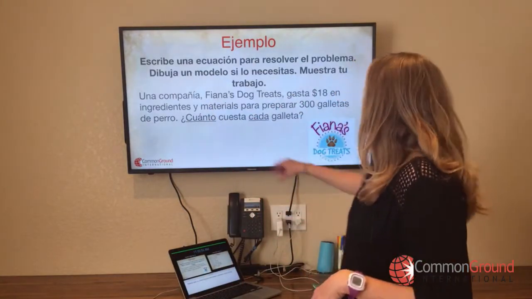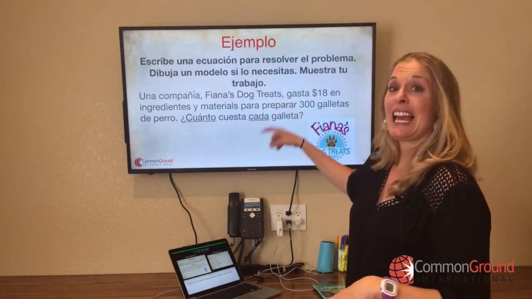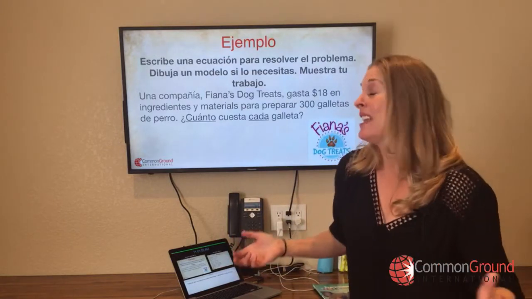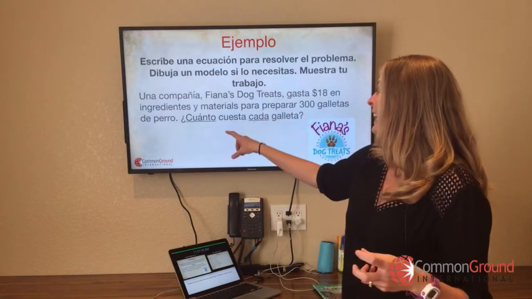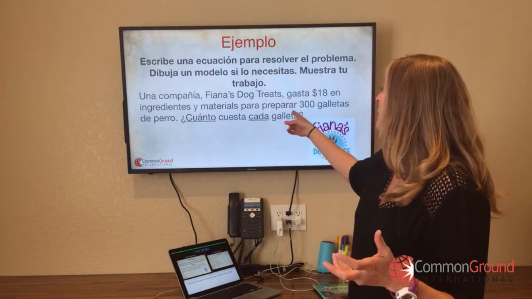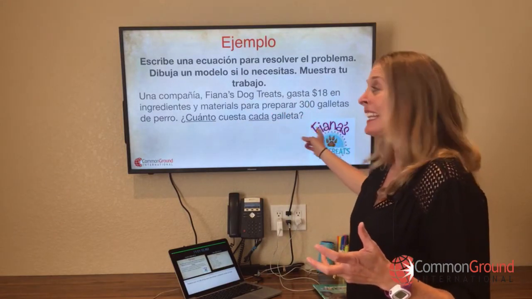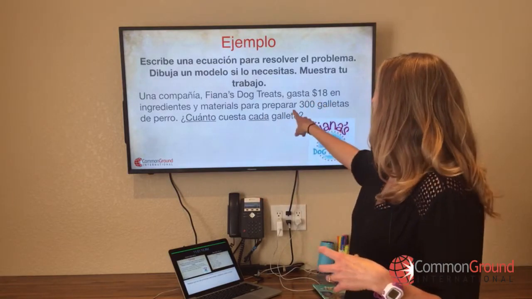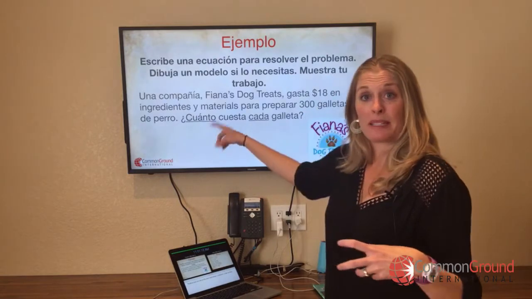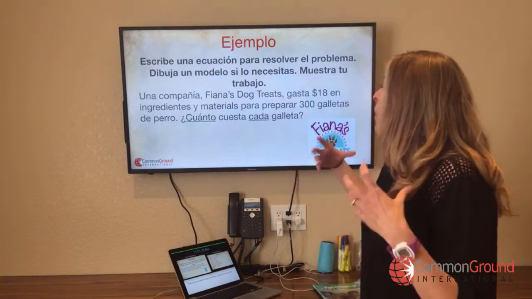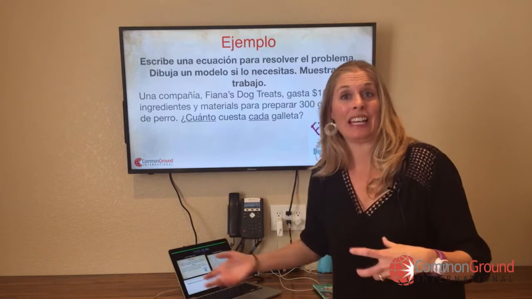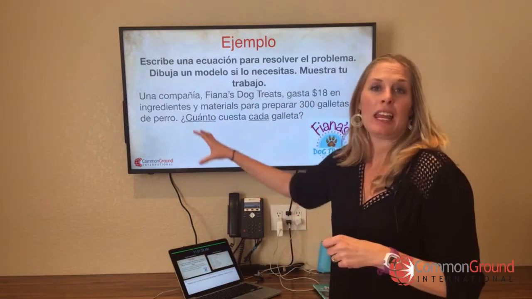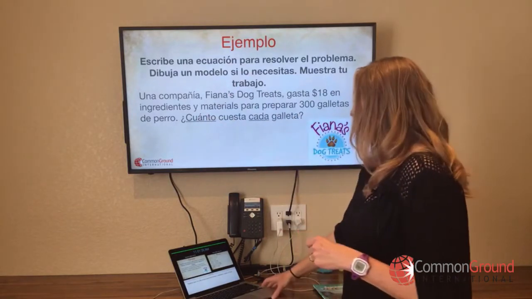Okay, una compañía, Fiona's Dog Treats, spends $18 en ingredientes. So they spend $18 en ingredientes y materiales para preparar 300 galletas de perro. So they gastar $18 para preparar 300 dog biscuits or dog treats, galletas de perro. ¿Cuánto cuesta cada galleta? Okay, so you're trying to figure out the cost of the galleta. Okay, un ejemplo clásico de la división aquí.